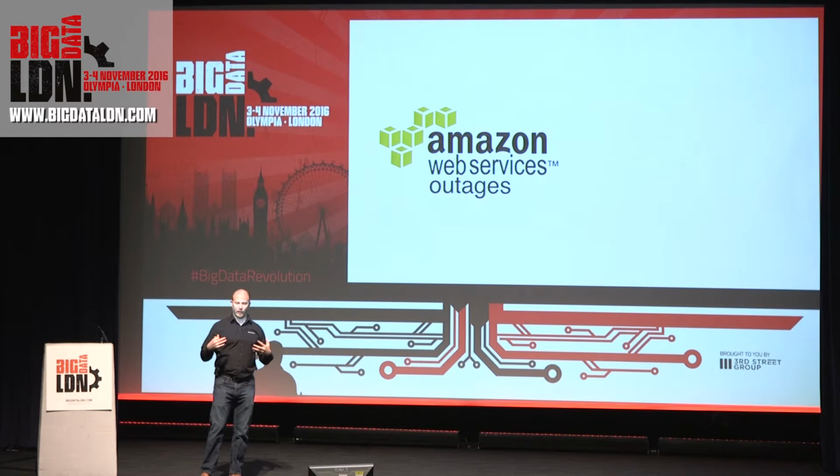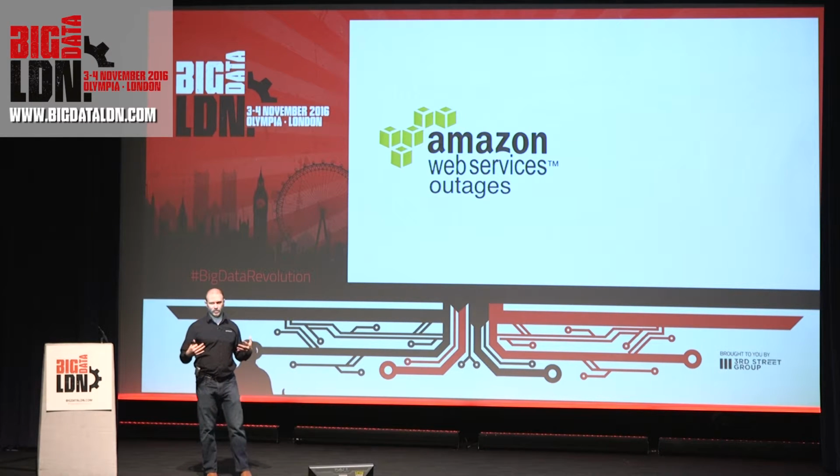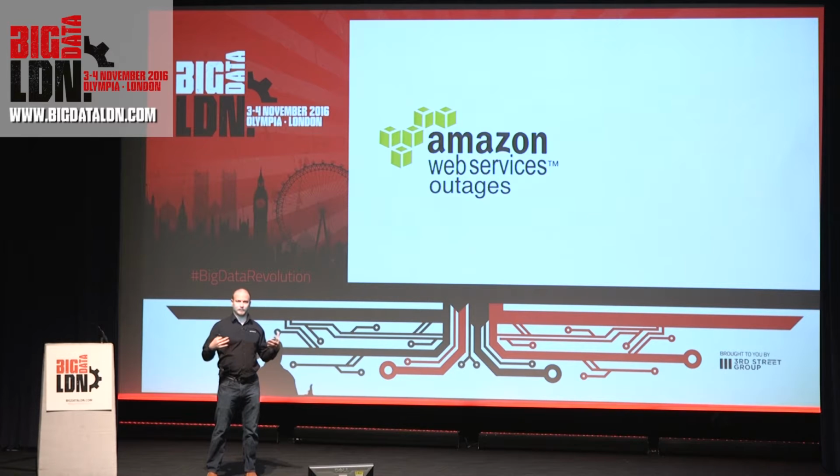One of the great petri dishes for proving a system's resilience is Amazon Web Services, because this is a very big set of infrastructure that does experience outages. And so if you can tolerate the outages in Amazon's public cloud, then you can probably tolerate outages anywhere.